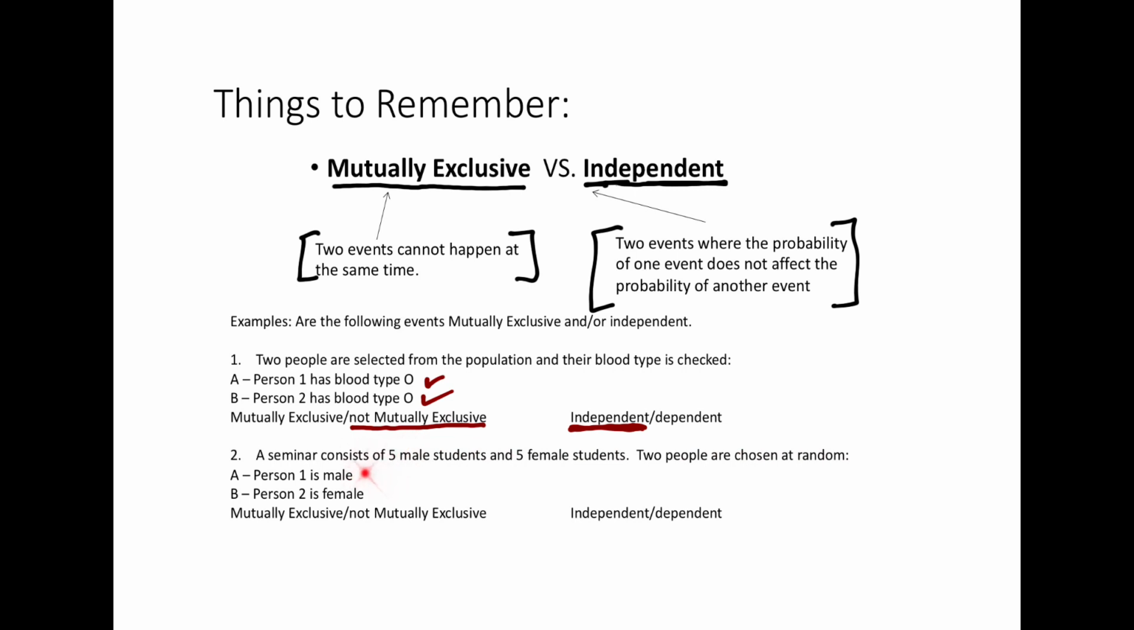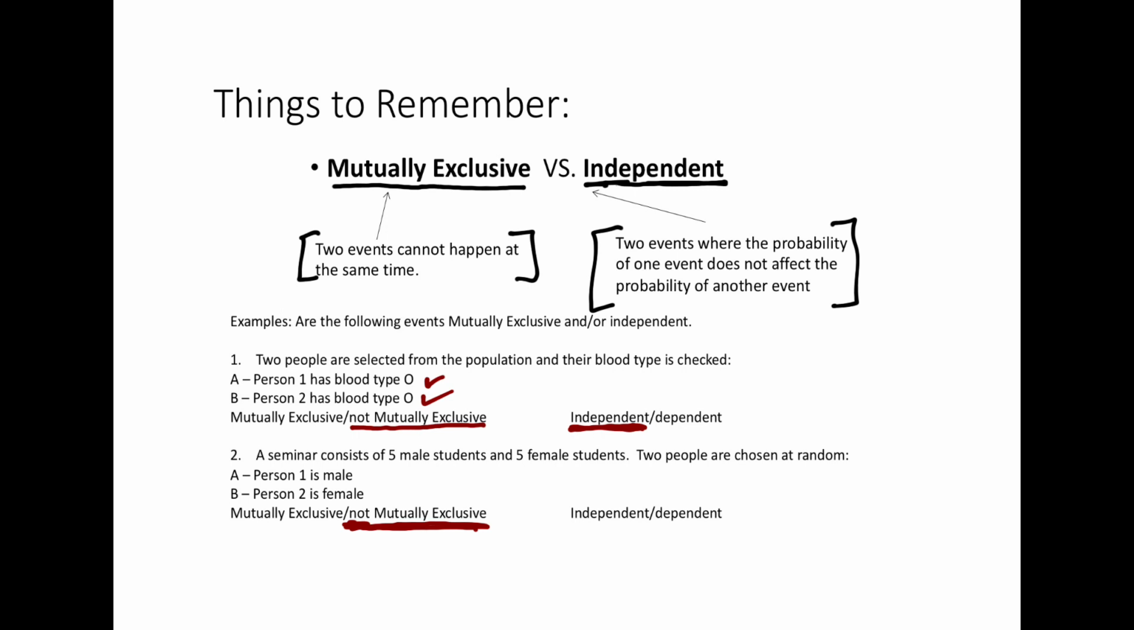Situation A, person 1, or event A, person 1 is male. Event B, person 2 selected is female. Remember that, again, just like in the previous one, we're selecting 2 people at random. So is it possible for these to happen at the same time? Is it possible for the first person to be male and the second person to be female? And we'd say, yeah, that's definitely possible for that to happen. So they are not mutually exclusive in this case.